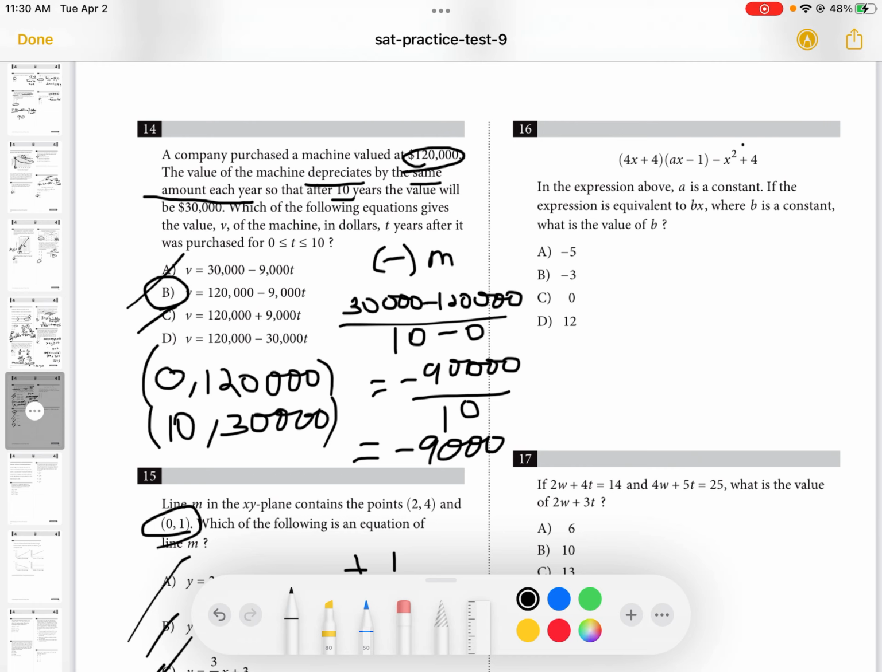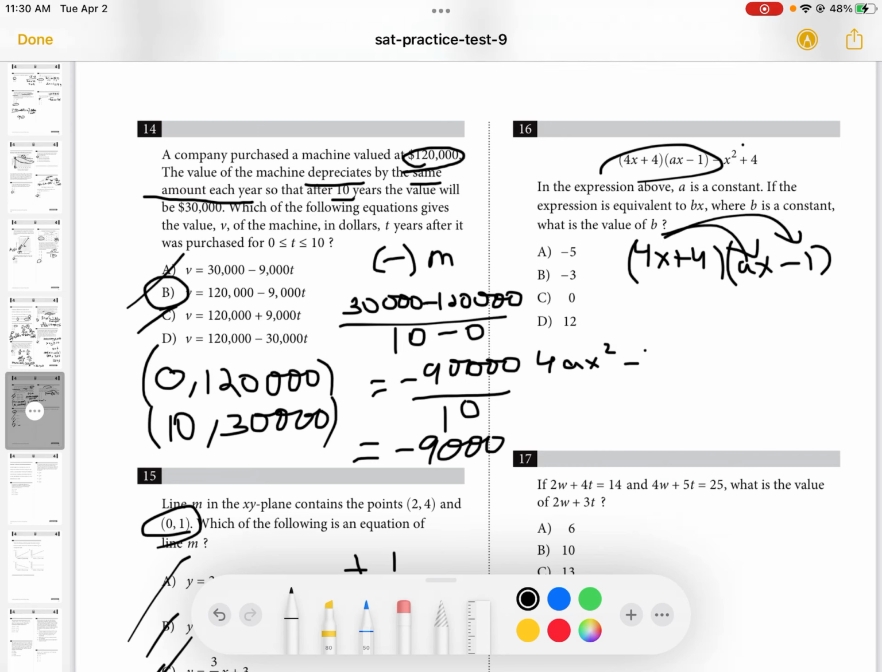In the expression above, a is a constant. If the expression is equal to bx, where b is a constant, what is the value of b? So let's expand that part of the equation. I'm going to rewrite it over here, 4x plus 4 times ax minus 1. Let's expand. So that's 4ax squared, and then minus 4x plus 4ax, and then minus 4.